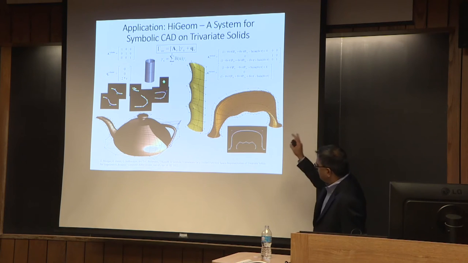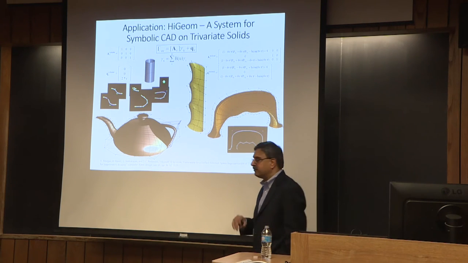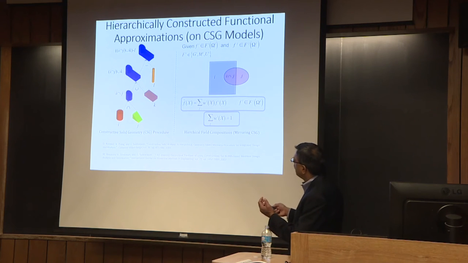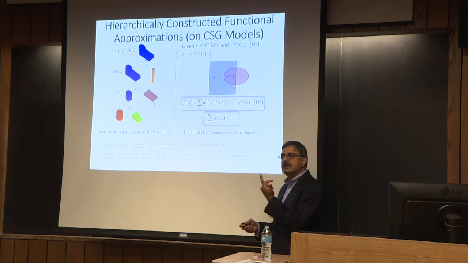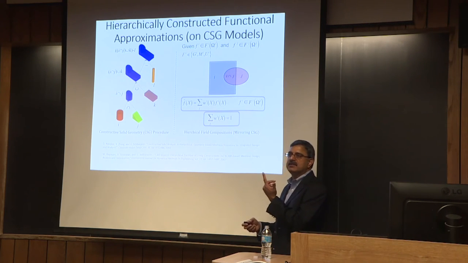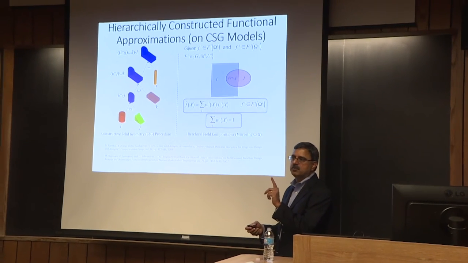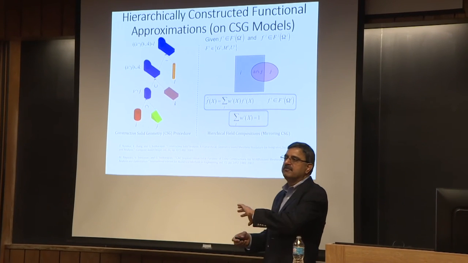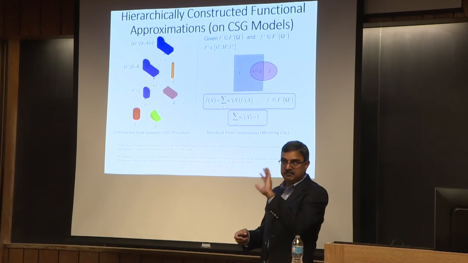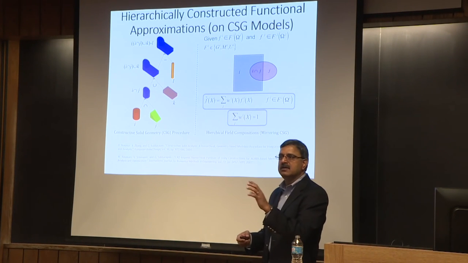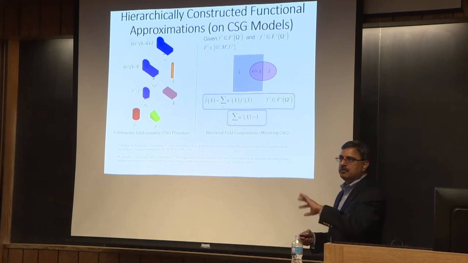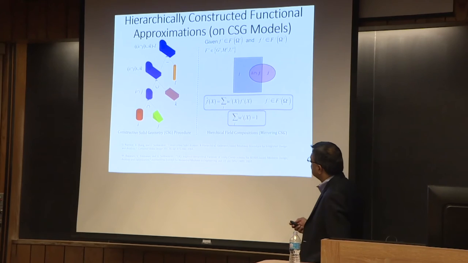And this is an application. So that was the basic idea, and what CSG now requires is that I need to have a trivariate functional representation that relies on three parameters. Most CAD systems don't provide you a functional representation based on three parameters. They only give you a functional surface representation, your skin, not the solid itself. So you only have a two-parameter surface, not a three-parameter solid.